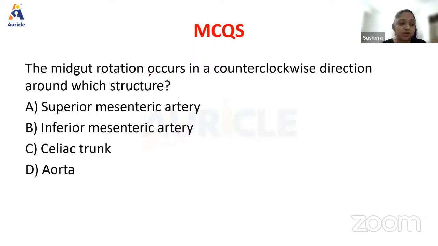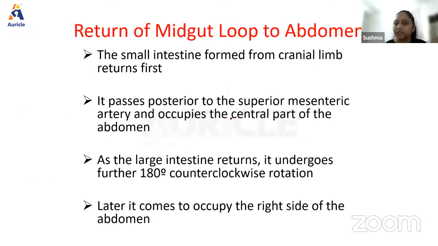around which structure? Again, this is a very simple question. Superior mesenteric artery. Same question, but can you guess why I have put the question twice? Because it is that important. You should know the axis around which the rotation is taking place.